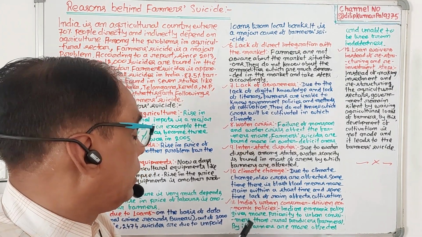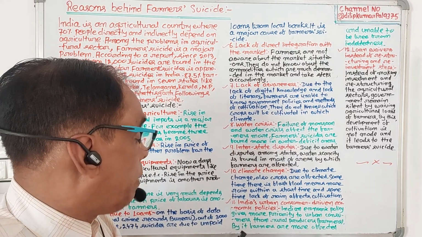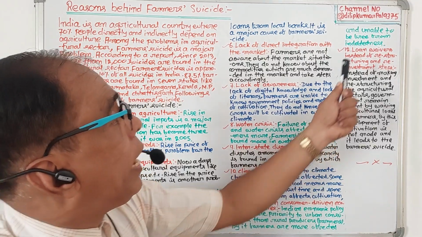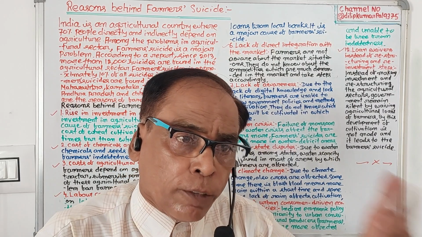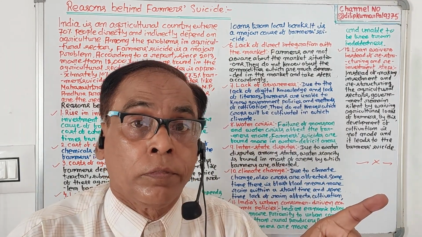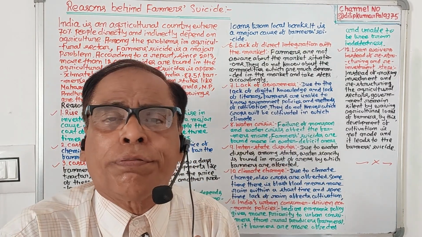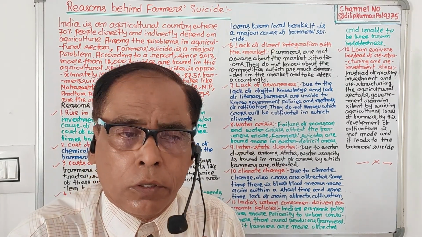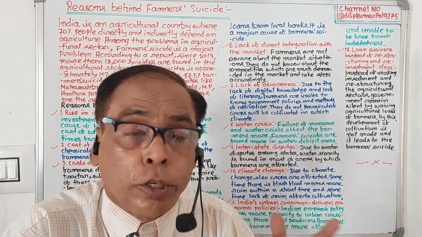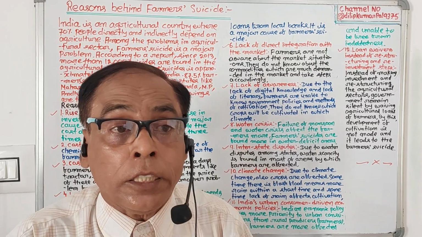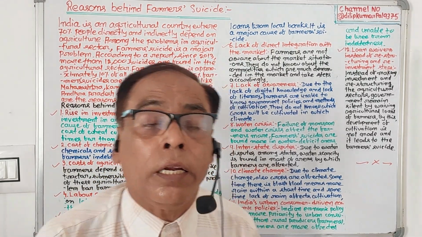Then eleven, India's urban consumer driven economic policy. India's economic policy gives more priority to urban consumers than rural producer farmers. By the economic policy of the government, urban consumers benefit, but rural producer farmers do not. By this, farmers are affected and become indebted, and it leads to their suicide.